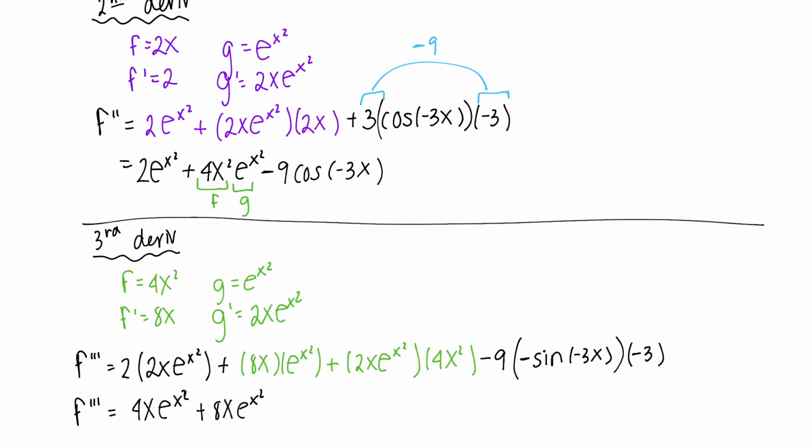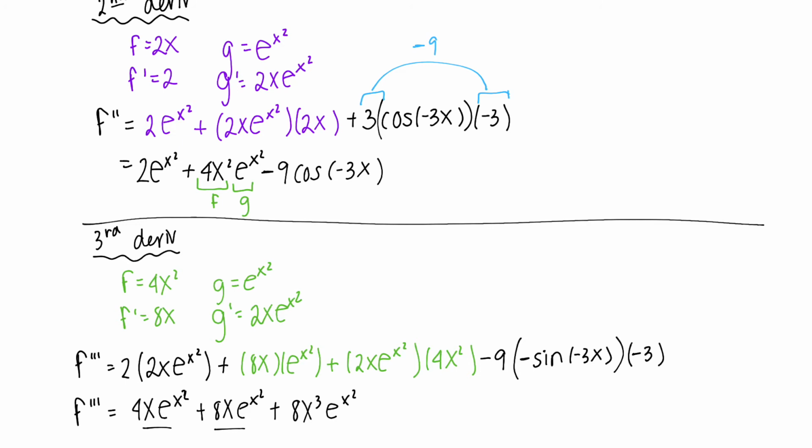Technically, these guys right here could be combined together because they're like terms. So you could make it 12x, but I'm not going to go that far. Plus 4 and 2 multiply together to give me 8. And then x times x squared is x cubed. So we have 8x cubed e to the x squared.